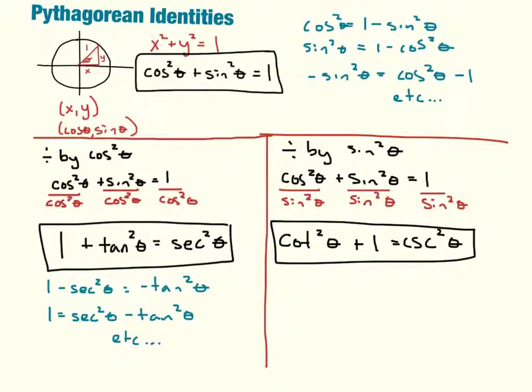So just like the other ones, let's just write out a couple more of these. I could solve for, I could say cotangent squared theta, move over this cosecant squared, so minus cosecant squared theta equals negative 1. I could solve for 1. 1 equals cosecant squared theta minus cotangent squared theta, and so on. Just letting you know that these can be manipulated.